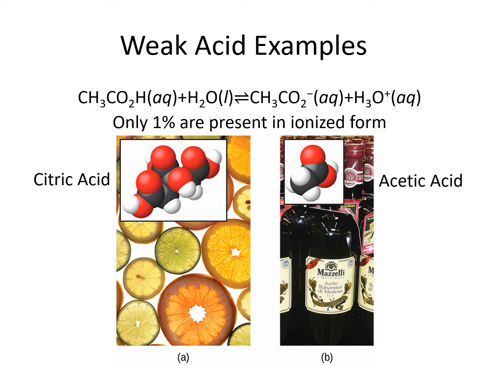Examples of weak acids are citric acid, which is found in citrus fruits, and acetic acid, which is found in vinegar. The equation for the reaction of acetic acid with water is shown at the top of the slide. We can see the double half arrows are used to indicate that the reaction only goes partially. In fact, only 1% of the acetic acid molecules that get put into water turn into ions, and the rest stay in their whole form.